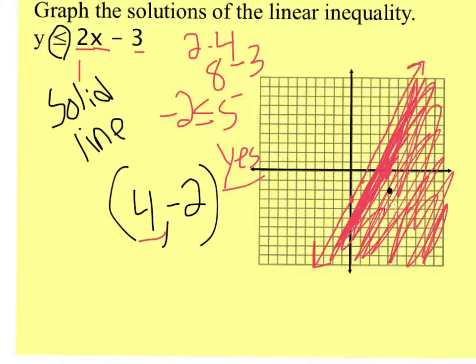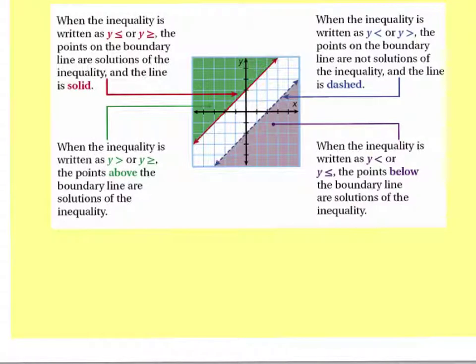That's an important piece if you want to make sure you're 100% right on your shading. This is just a handy slide to remind you about the things I pointed out before. I like it because it's visual. A solid line means that it had an equal to sign on it. The shading, because it's green up here, means that it was y is greater than or equal to. In this case, it would be this one because the line's solid. If it's dashed, there is no equal to underneath. And if you shade below your line, that means it was a less than or equal to.